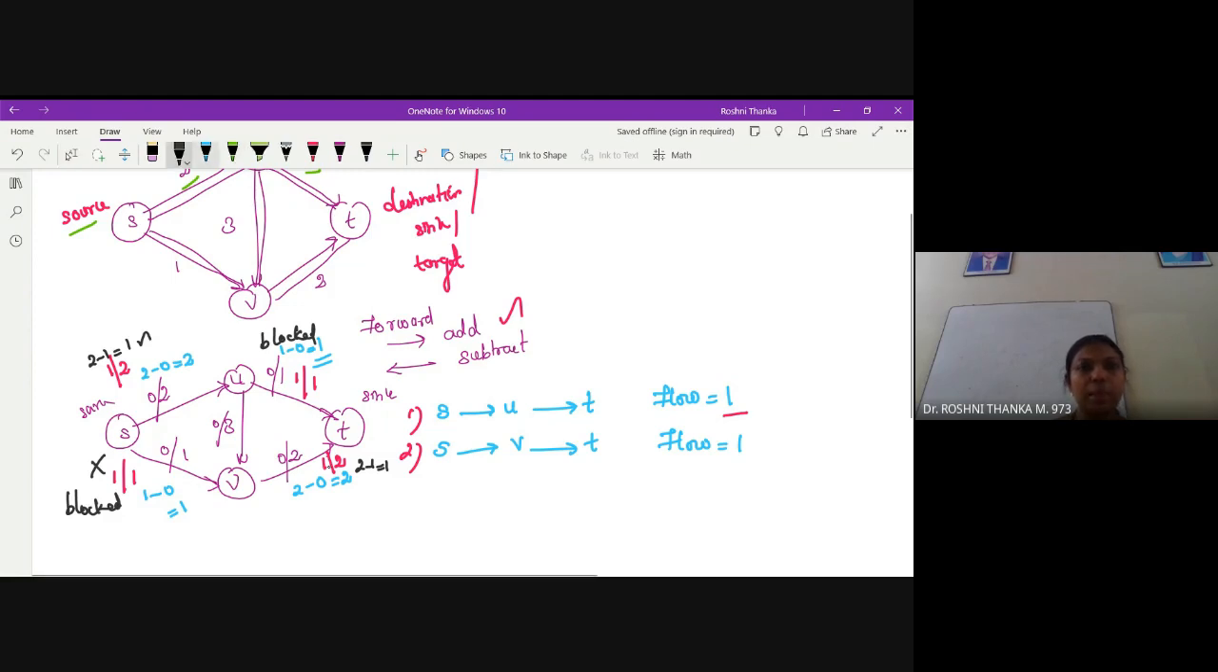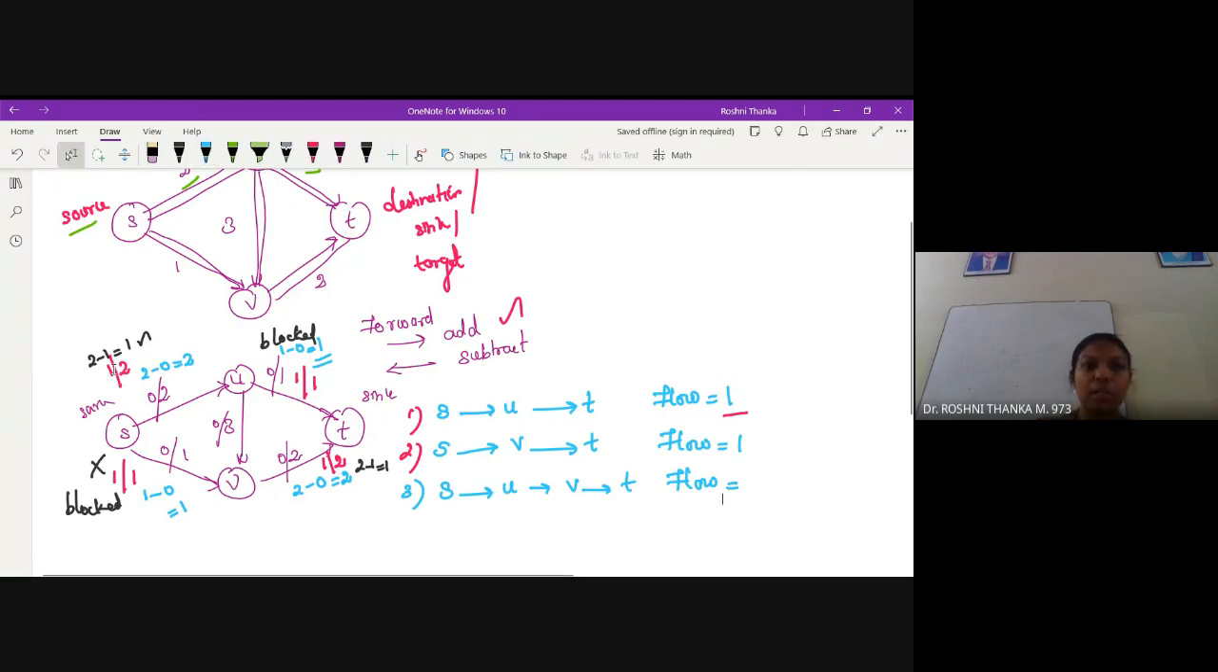So what is the next path we have? The third possible way is that I can send from S to U, then from U to V, and then from V to T. So this is another way, right? This is the third path I can use. Now I have to say what is the flow of it. How will you find the flow? Again we have to do the subtraction. Already we did the subtraction here.